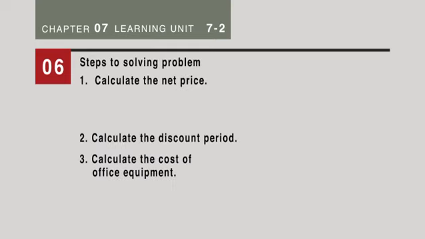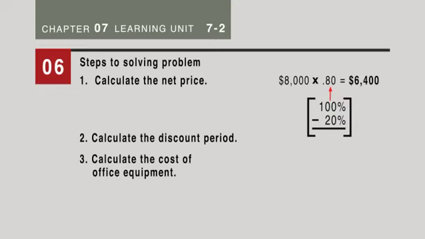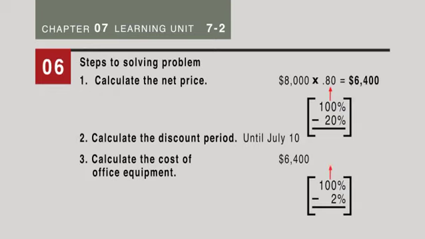Let's calculate the net price. You always do trade discounts first. So 8,000 times 0.80. Why 0.80? 100% less the trade discount amount of 20% gives us, we're paying 80 cents on the dollar, is 6,400. We do have in step 2 until July 10th because we started out on May 26th, so the whole month of June and the first 10 days. To calculate the cost of the equipment, we take 6,400, and we're entitled to what? 2% off the bill? And we are entitled to that, so we're paying 98 cents on the dollar, or 6,272.